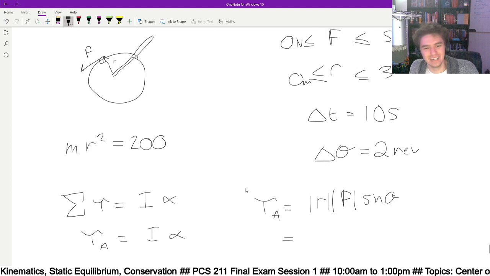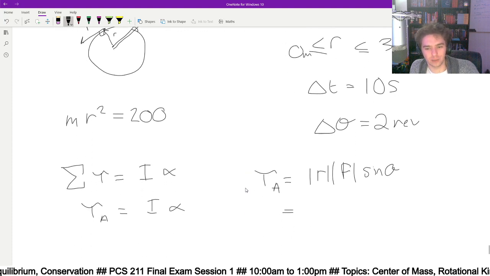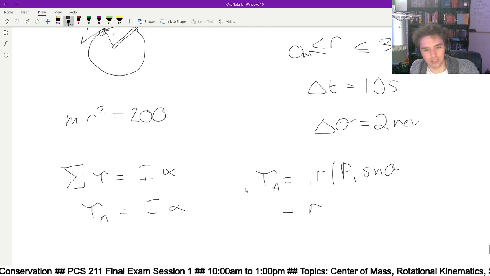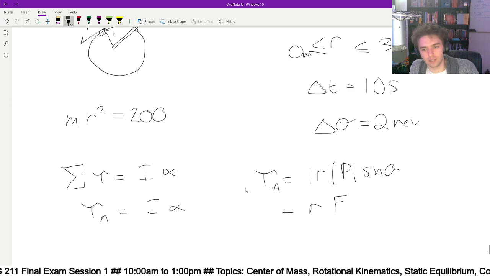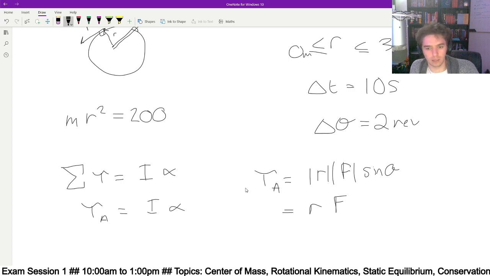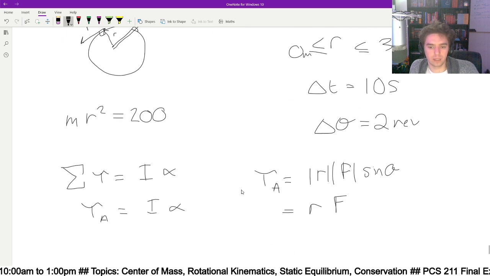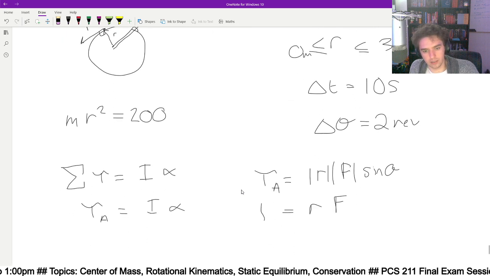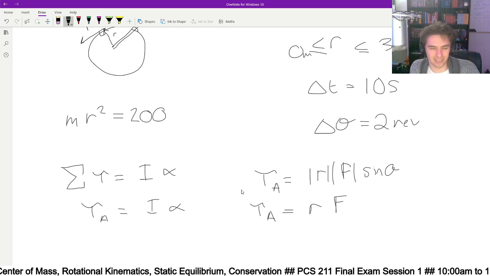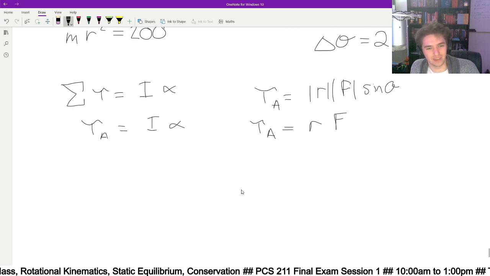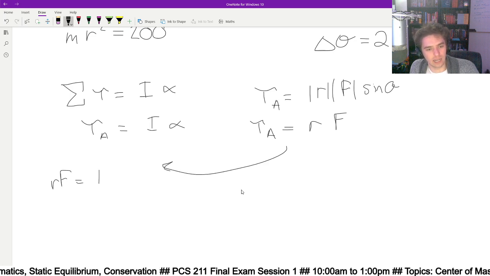Yeah, that's okay. So R is anywhere between 0 and 3, and we're solving for R. We're also solving for F, right? And sine theta, we know, is 1, so it's RF there. Tau A is just, not the tangential acceleration, the torque. I said TA, and then I thought tangential acceleration, but that's not right. But I can put that in here, and I can say RF equals I alpha.